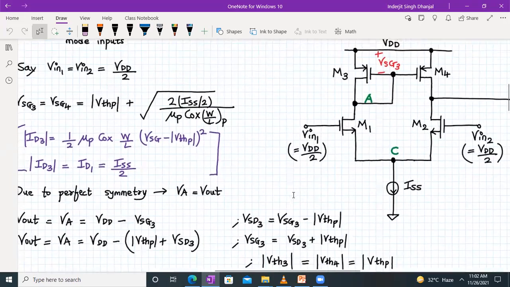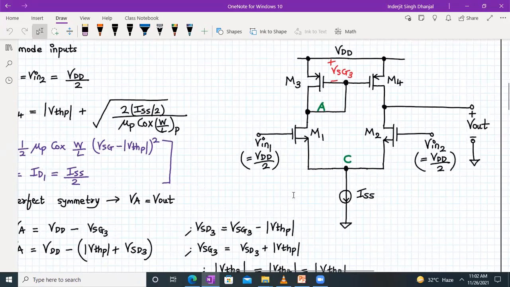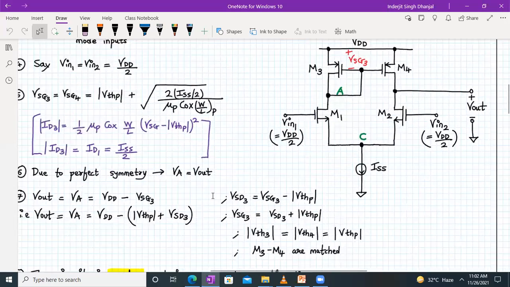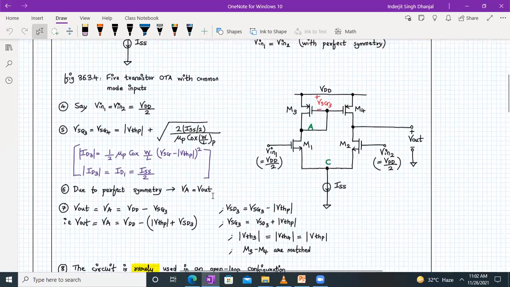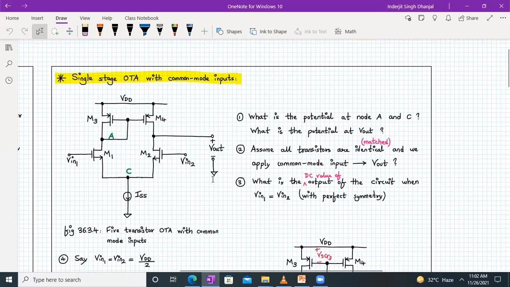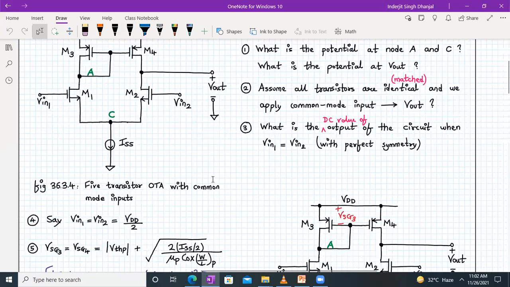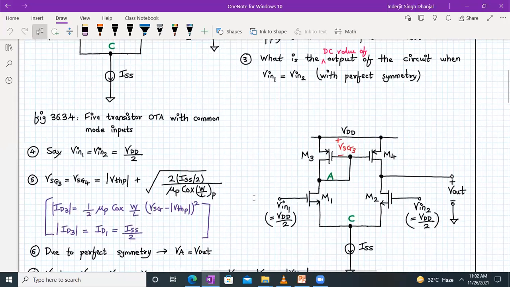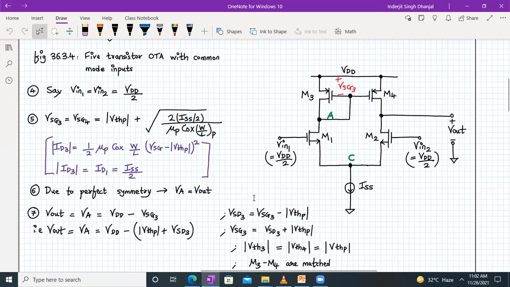Basically this OTA is rarely used in the open loop configuration. That is what happens when we apply a common mode input to my single stage OTA circuit. That is how the DC value of the output is. Your V out will be equal to VA, and that will be equal to VDD minus mod of VTP plus VSD3.